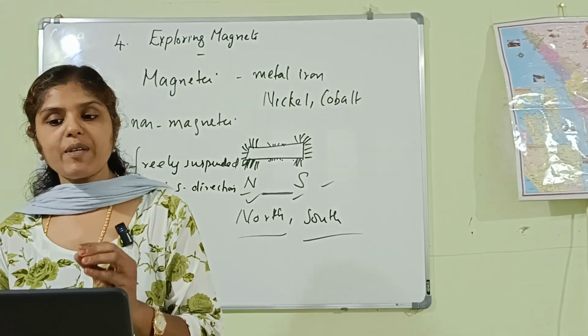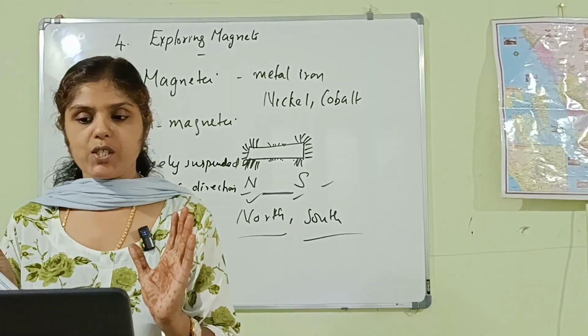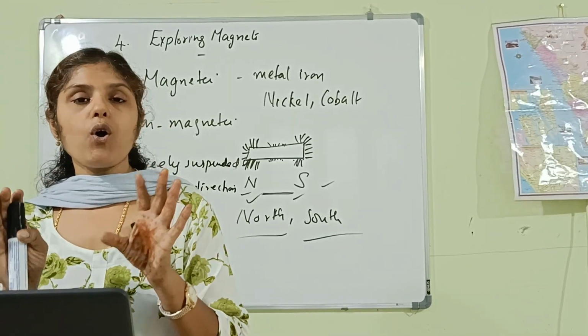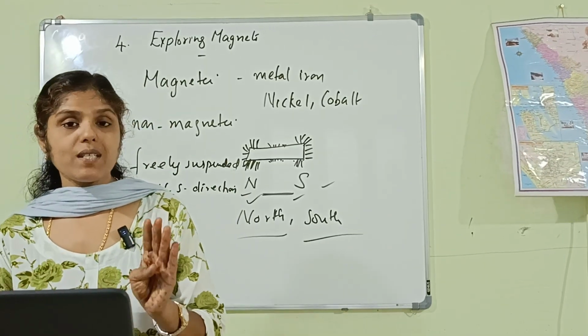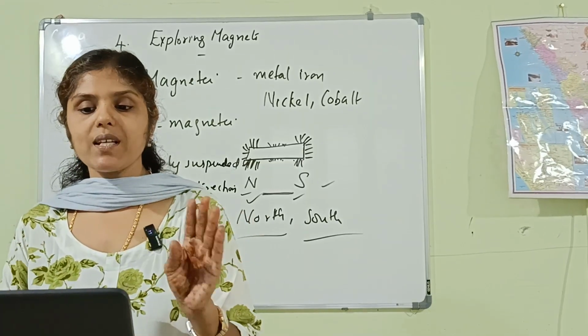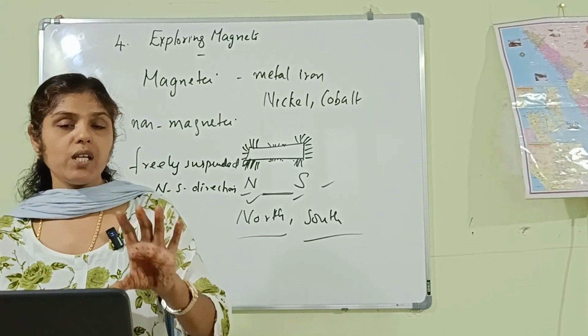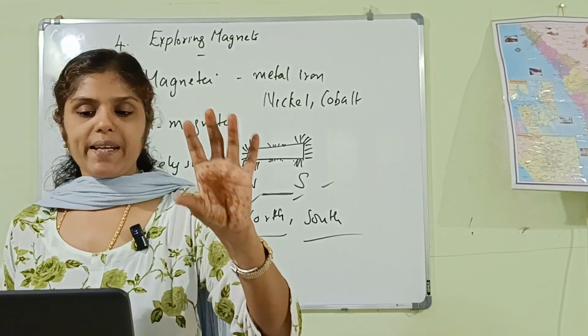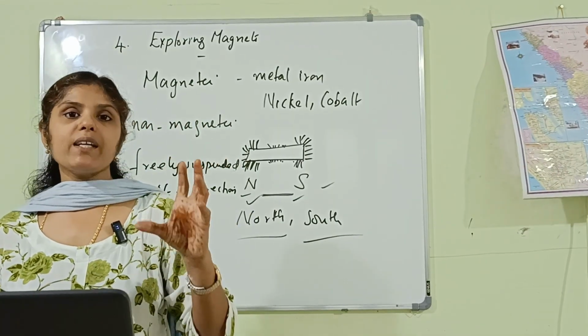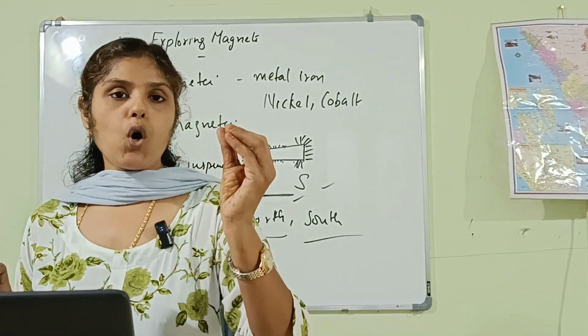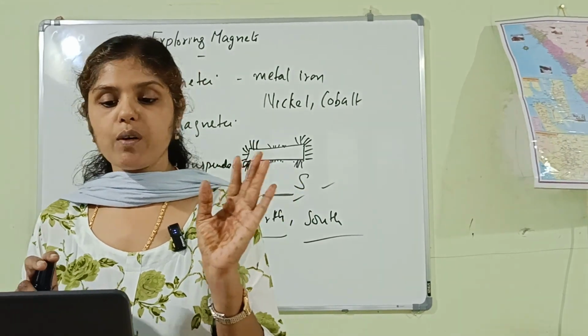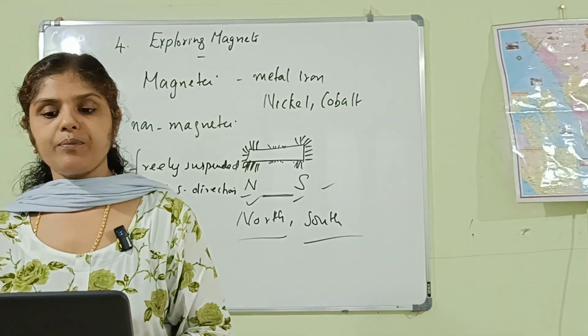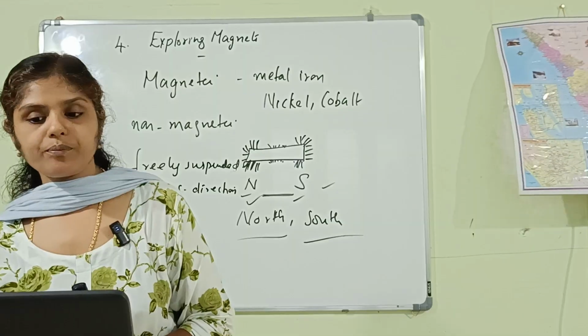The compass is kept at the place where you wish to know the directions. The needle always comes to rest in the north-south direction because it is a magnet. And that property of the magnet is utilized in the magnetic compass to know directions. That is what is mentioned in this topic. Next, moving on.